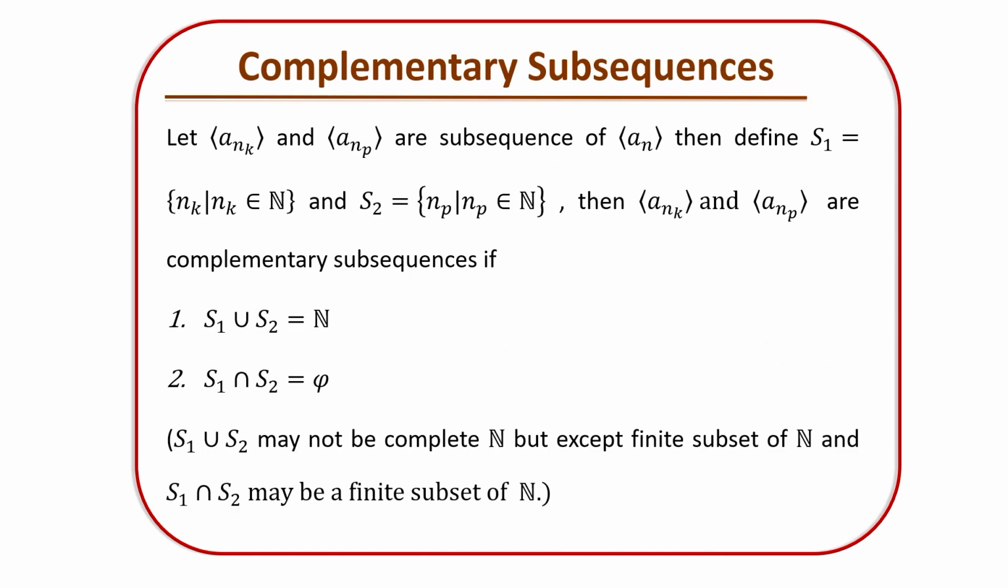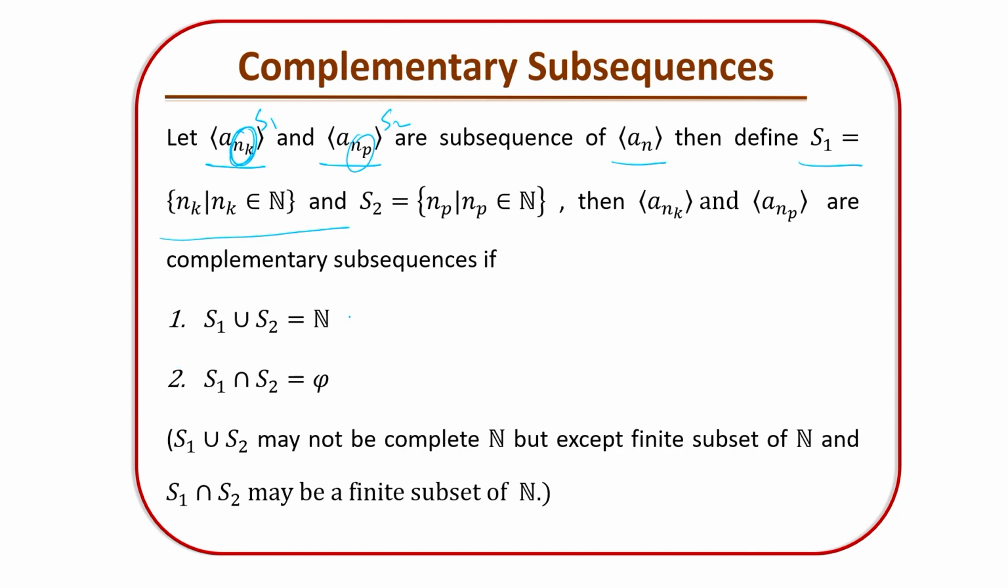So now we are at the point where we can understand complementary subsequences. As its name suggests, complementary means something, the whole part and then another part, right? So these two parts make the whole set. We will find these complementary sequences in the same way as we know complements of each other. So let a_nk and a_np be subsequences. We have considered two subsequences a_nk and a_np of a sequence a_n. Then define S1 as all those n_k which are natural numbers, the suffix n_k, and a_np. So this one will become S1 and this will become S2. So I consider all those natural numbers n_k and all those natural numbers n_p as collections S1 and S2, right?